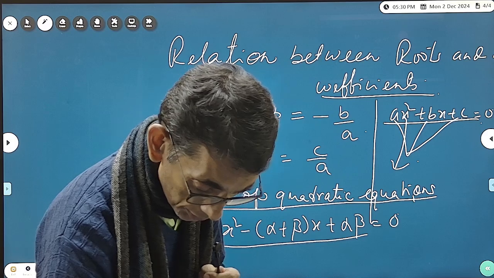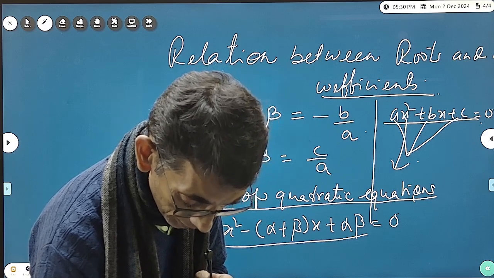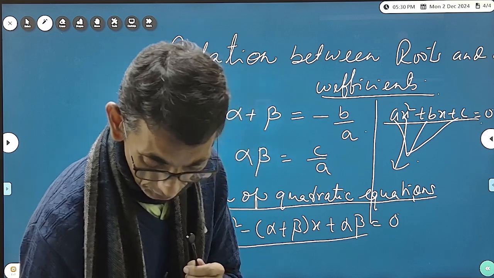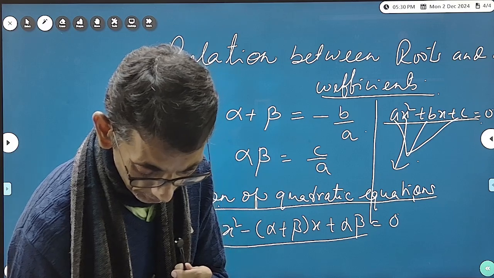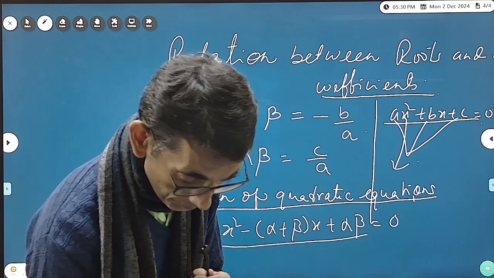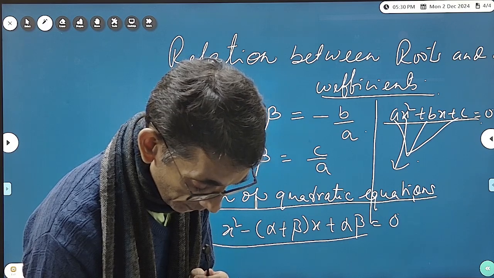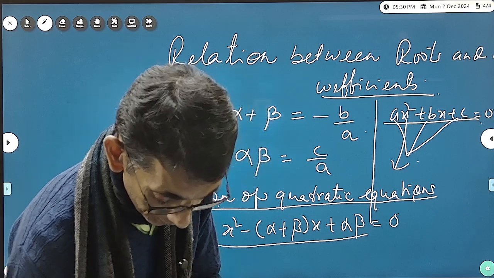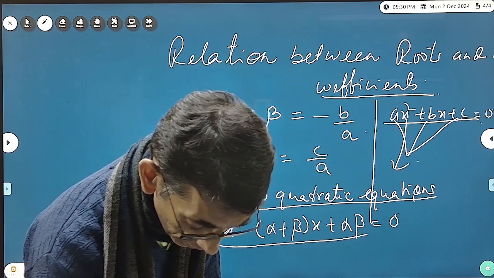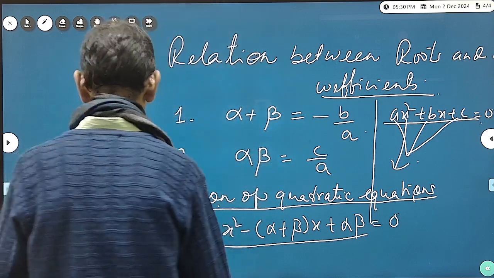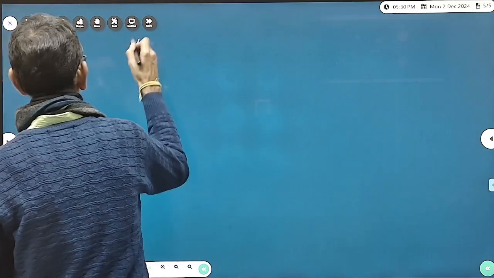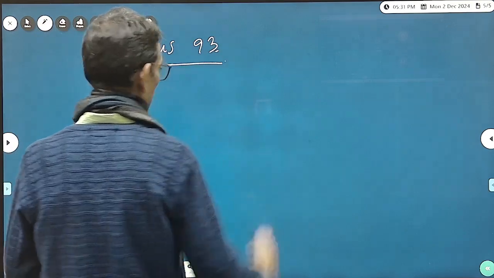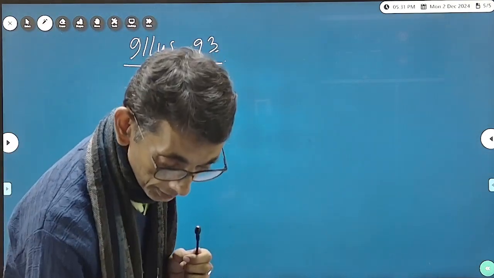So, how do we solve? We can solve quadratic equations by factorization or by using the quadratic formula. Let's start. Solve illustration 93.